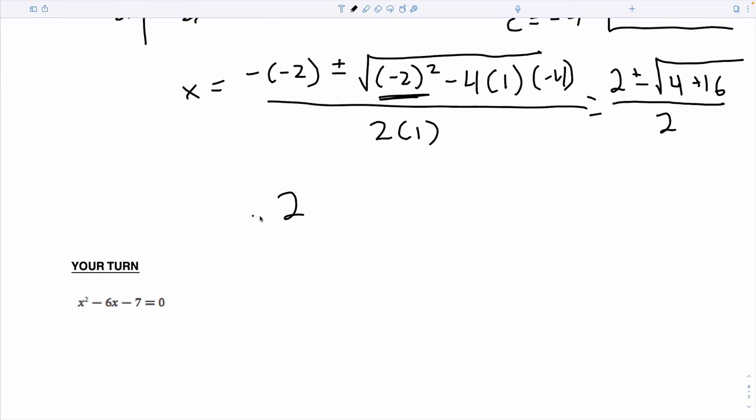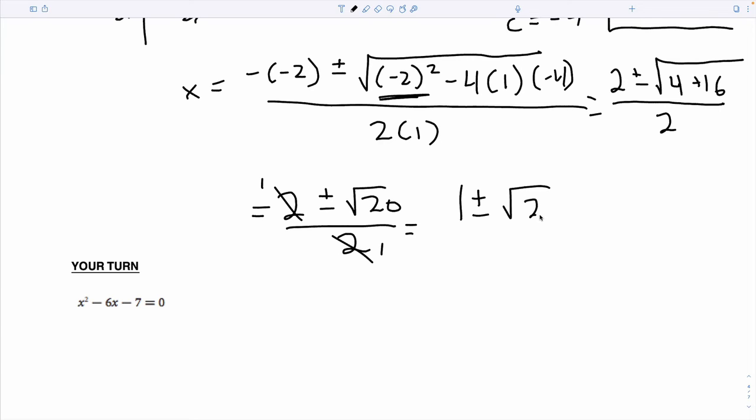2 plus or minus the square root of 20 all over 2. Oh, so now can you just cross out the 2's? We could simplify it, sure. So 2 and 2 cancel, which makes a 1 over 1, and you get 1 plus or minus the square root of 20.